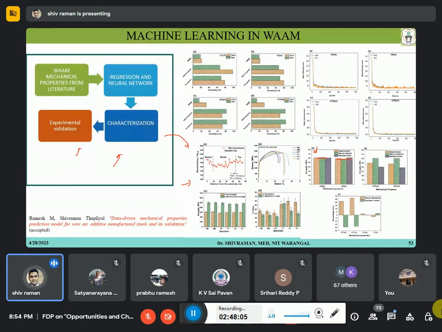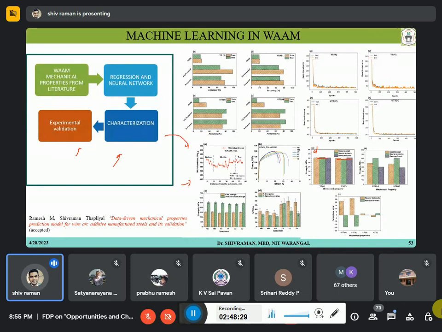However, in case of UTS, the values were slightly different, because in this case we have assumed a C value, so due to that this difference is coming, but we can definitely minimize it, and we were able to minimize it. And we checked the percentage error with the help of our regression and neural network.